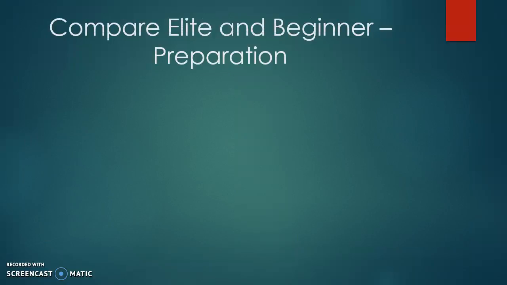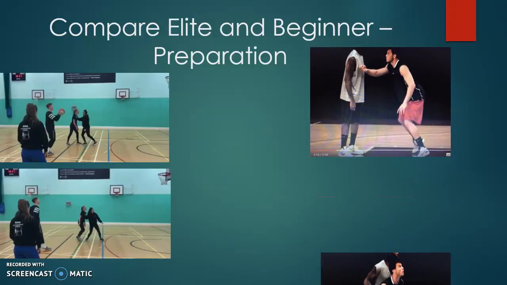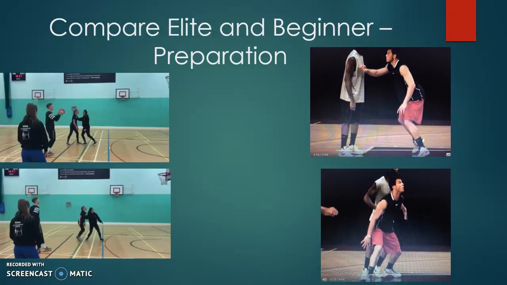So comparing an elite and beginner, so this is a preparation stage. This is comparing an elite athlete to a beginner in the preparation stage of the box out and rebound. What we consider to be right is the images on the right of the elite athlete, and the beginner's on the left. As you can see, the elite athlete is square on, looking at their player before the ball has been shot in the first image.